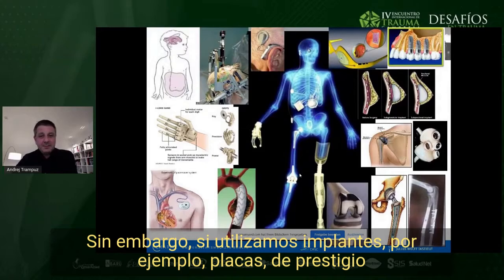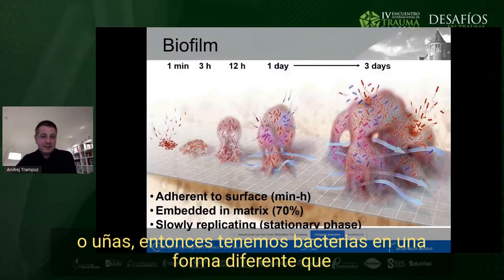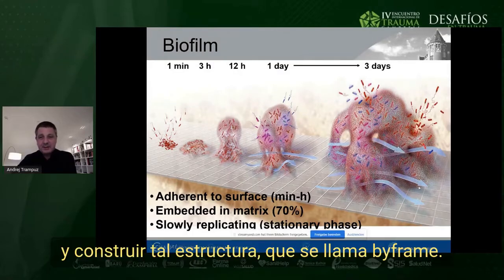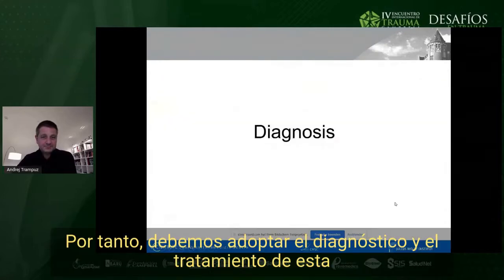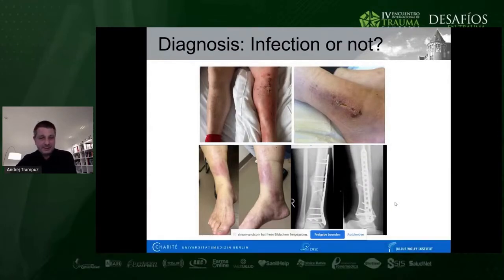However, if we use implants, for example, plates, prostheses, or nails, then we have bacteria in a different form, which are not free living anymore, but they attach to the surface and build such a structure, which is called the biofilm. So we need to adapt the diagnosis and the treatment to this kind of bacteria.